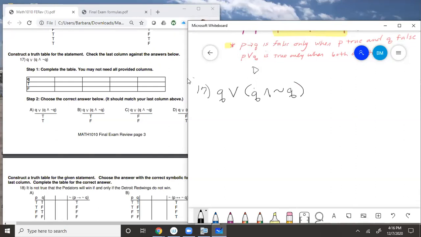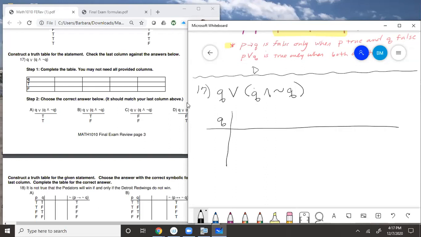All right. Now, we only have one letter. We don't have P in here. So for Q, there are only two possibilities. Either it's true or it's false. Okay, so I got the left side done. Now let's get the right side of this. What do we need to happen before we group this together? The opposite of Q. Yes, not Q.